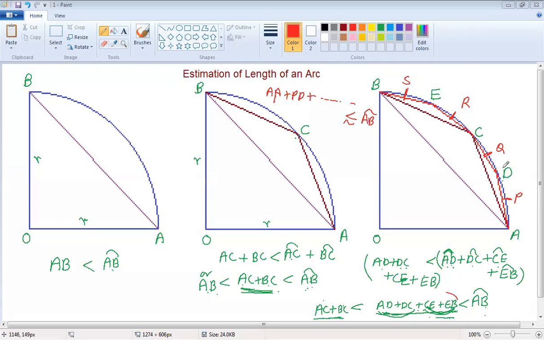Are you able to understand this? That AD is slightly different from the straight distance. The straight distance AD is slightly different from the arc AD. Sir, yes.